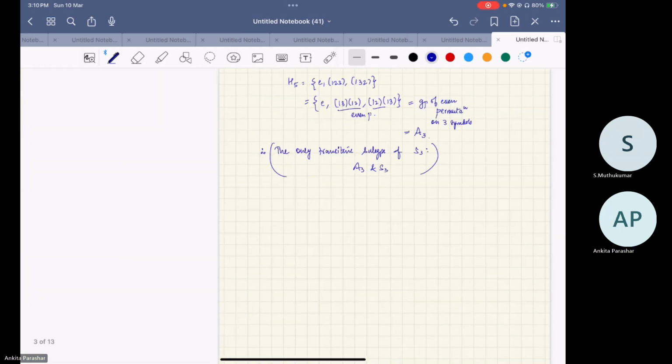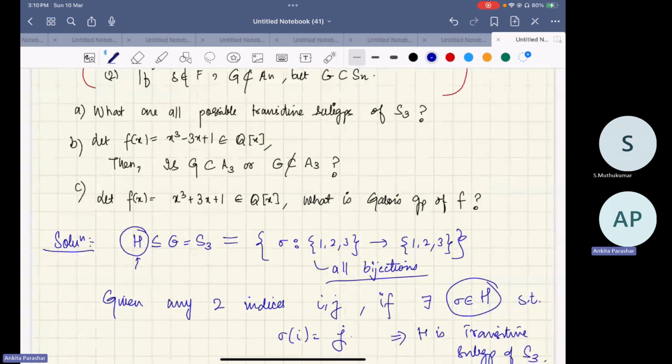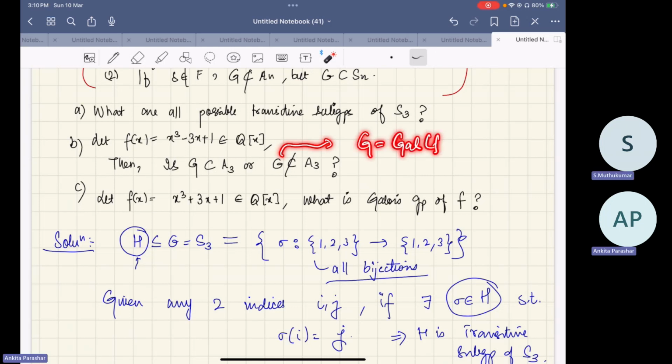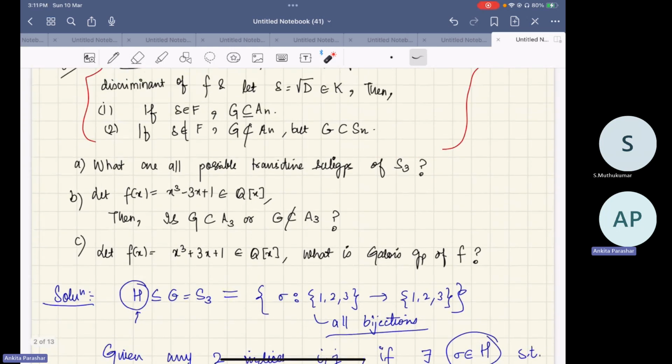Okay. All right. So now we have part B, which asks: if you have a polynomial over Q[x], which is x cubed minus 3x plus 1, and G is the Galois group of F. So here this is the meaning of G. Given this G, we are asking, is it contained in A3 or not contained in A3? I mean, is the Galois group for this F contained in A3 or not? Can we say something about this?